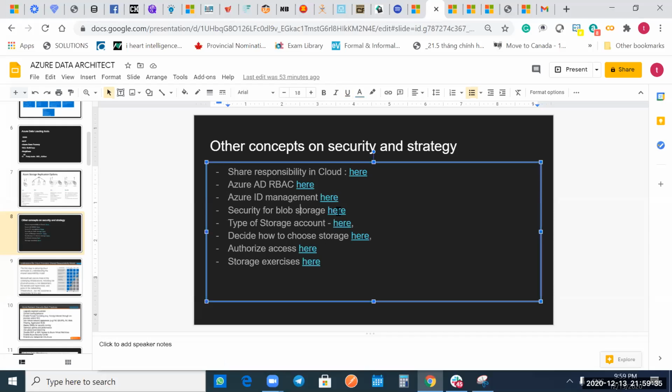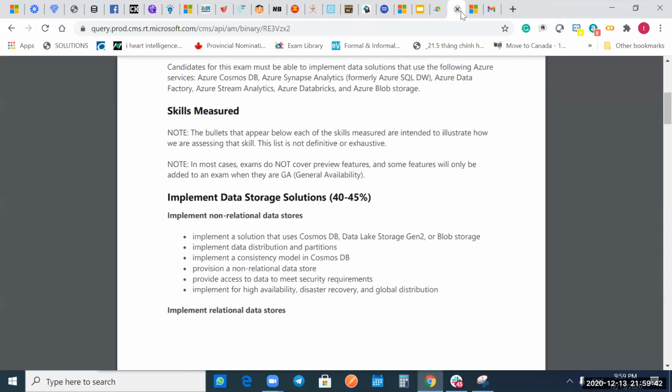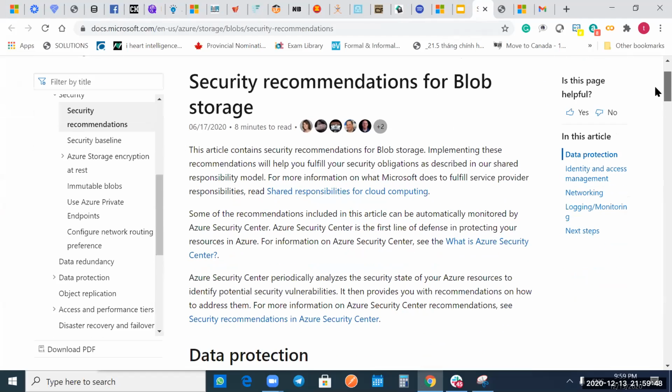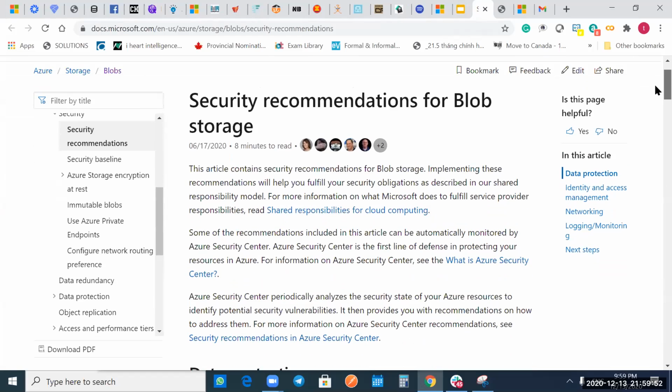I know that we have very limited time left. We have a few more minutes left. So let's go through this so you can have some foundation before we take a rest for 2 weeks. Okay, so we have the security recommendations for blob storage.